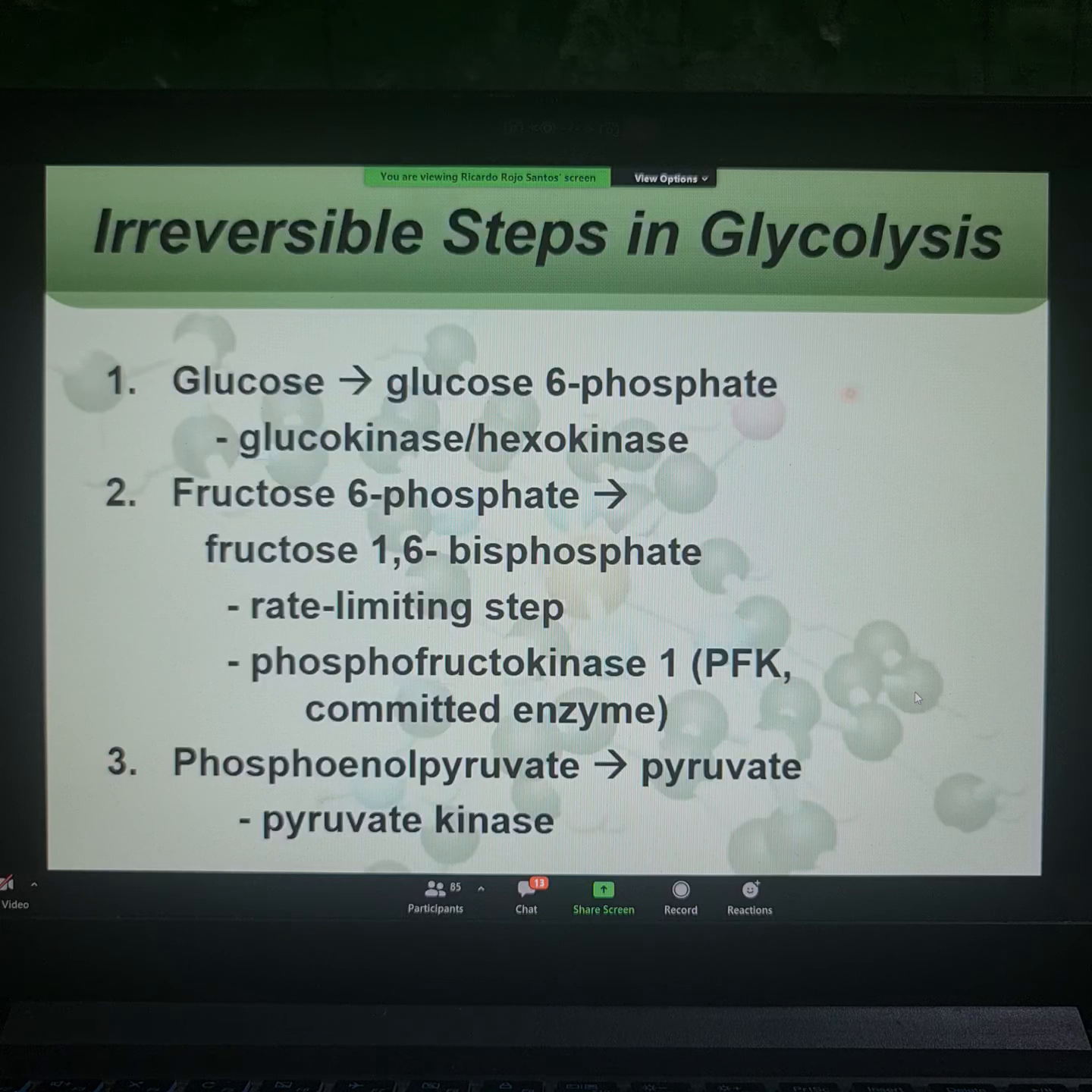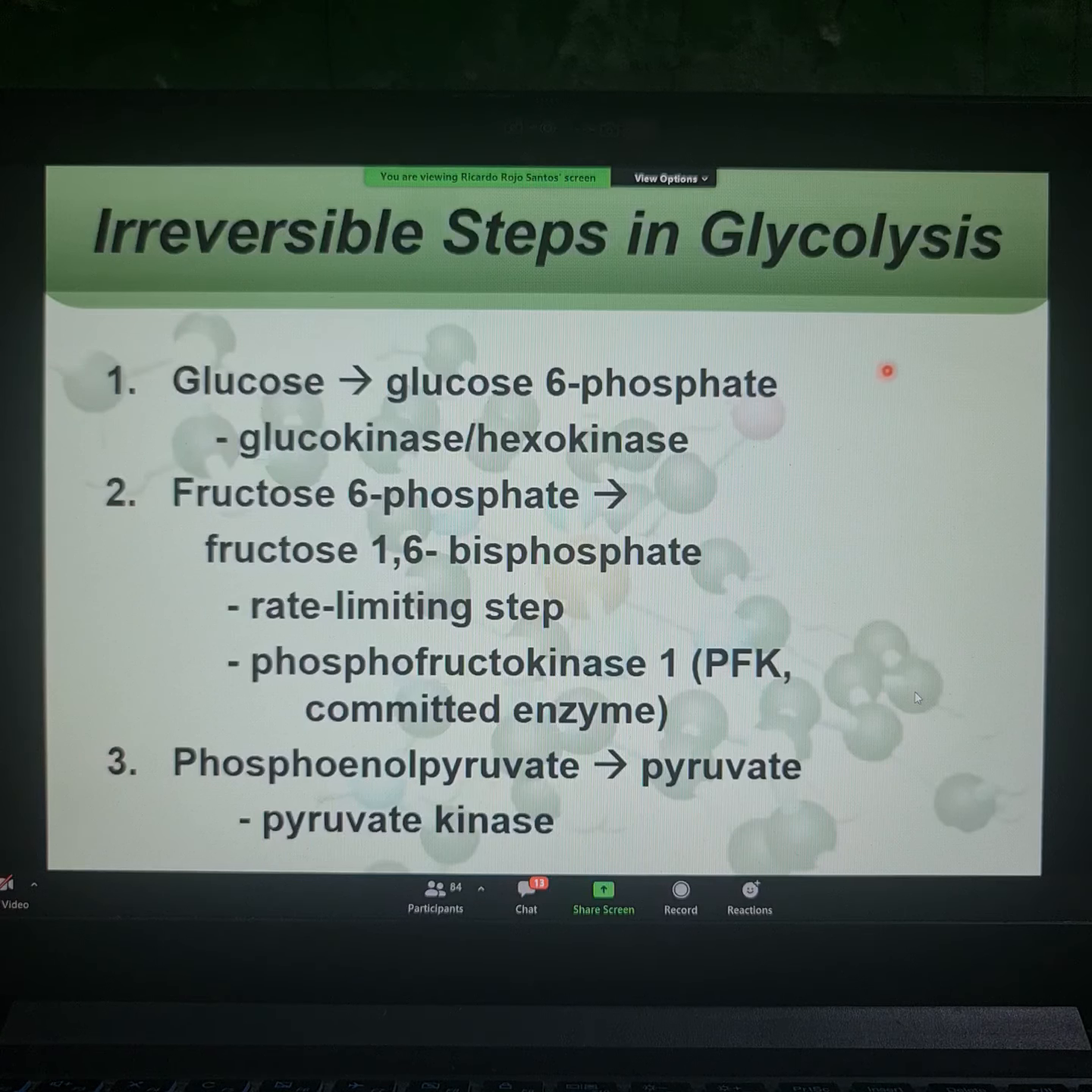Gluconeogenesis. These are the three irreversible steps in glycolysis. And in gluconeogenesis, you have to bypass these three irreversible steps using another enzyme. Okay? Using another enzyme. Because what is gluconeogenesis? It is the biosynthesis of glucose from non-carbohydrate precursors. And it is an adaptation of the Krebs cycle and the glycolytic pathway. We'll discuss that in gluconeogenesis.